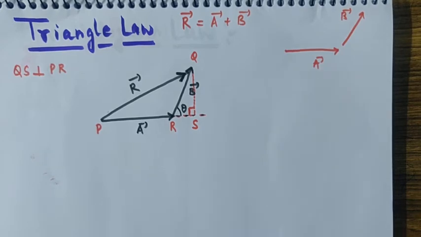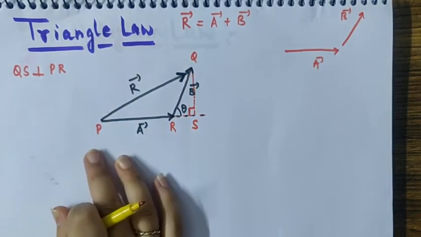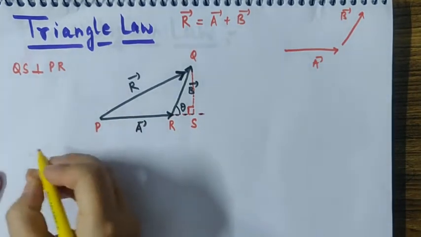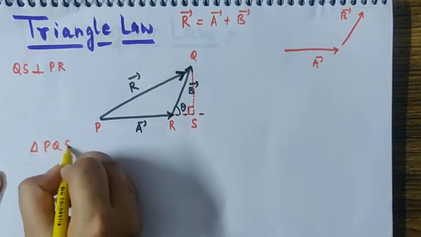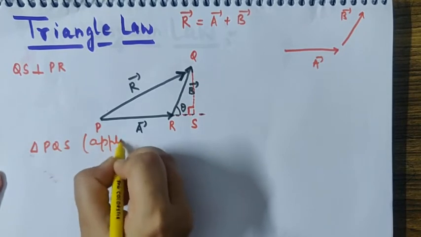Now what you are going to do, first of all, take the bigger triangle and apply the Pythagoras theorem. So the name of the bigger triangle is PQS. Apply the Pythagoras theorem.